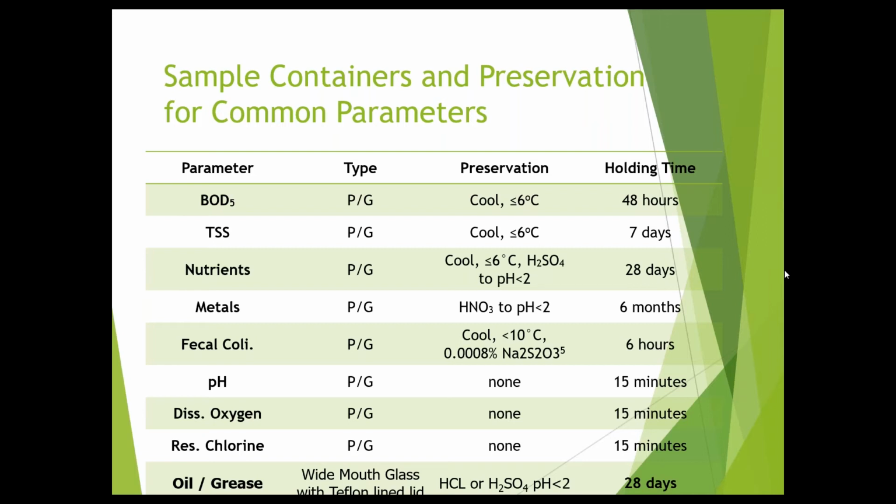But oil and grease must be collected in a wide mouth glass jar. It cannot be composited via automatic sampler or, I believe, any other method. The reason you can't composite it again is that it sticks to the surface. So imagine if I was sampling it, all the oil and grease would line my tubing and none of it would actually make it to my composite sampler. And then it would impact every other sample taken after that using that tubing. So oil and grease, don't composite it.